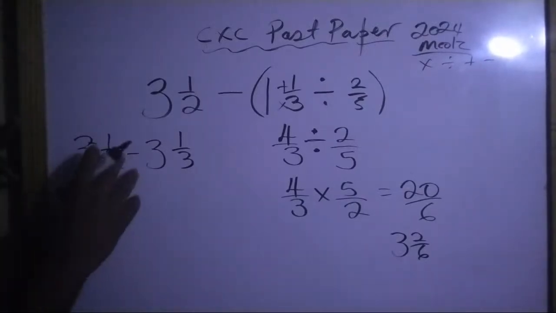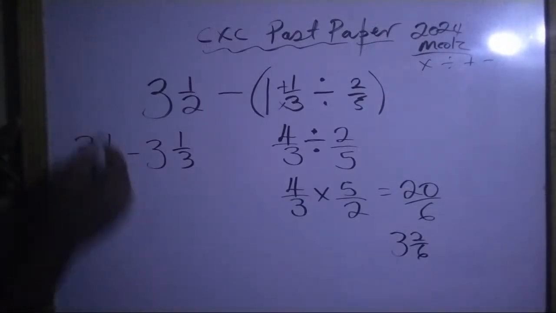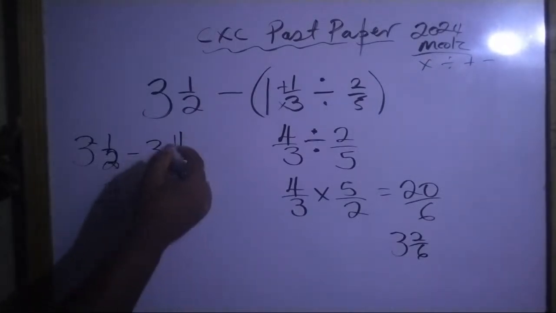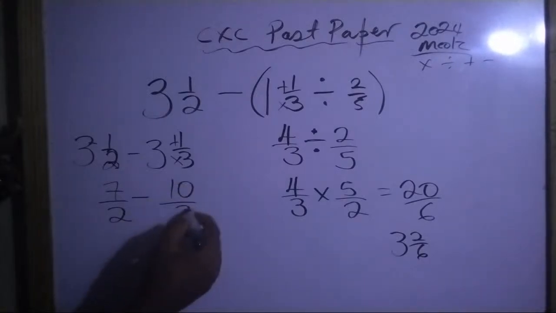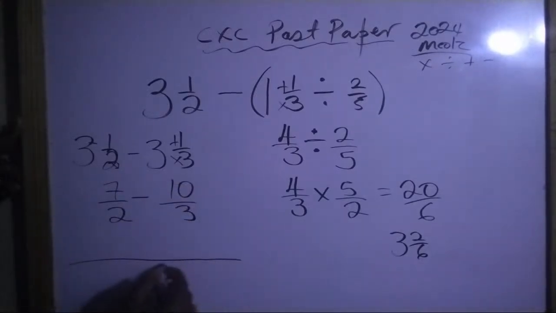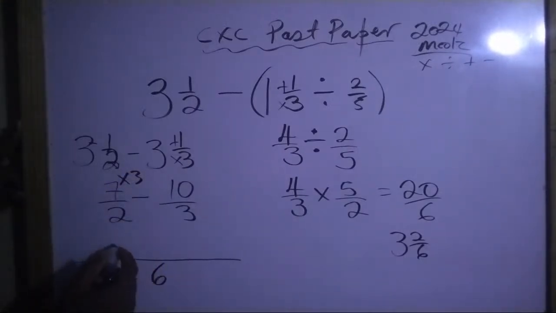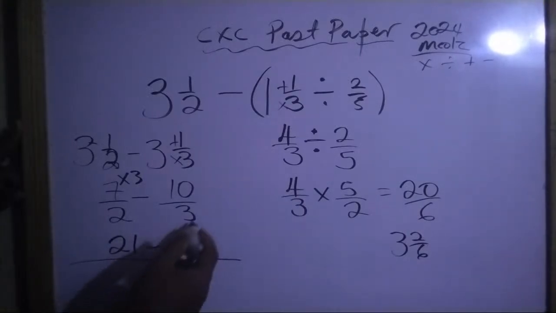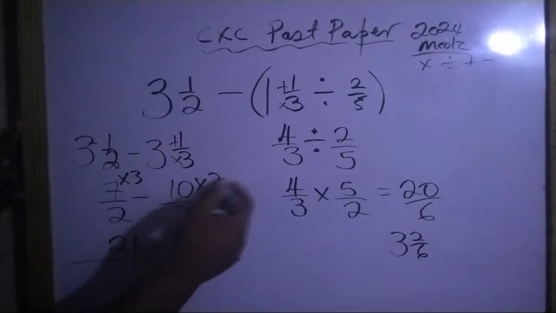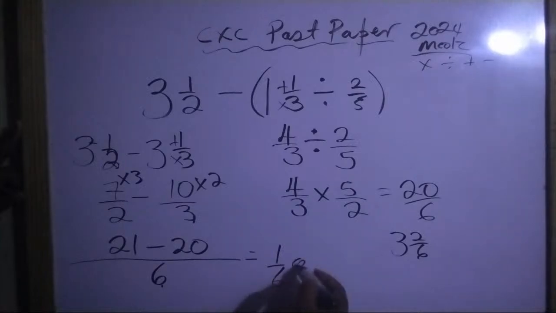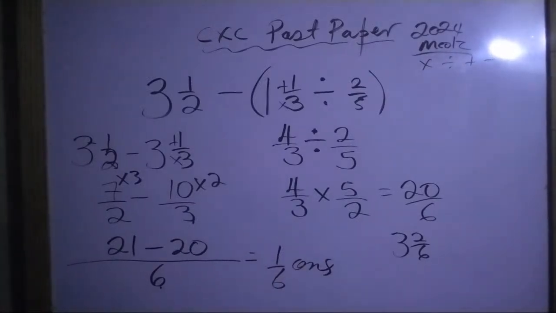Alright, so we can do the conversion. 3.5 is 7 over 2, minus 3 1/3, which is 3 times 3 is 9, plus 1, 10 over 3. Find the LCM, which is 6. How many groups of 2 can we get out of 6? That's 3 times. So 7 times 3, 21. And 3 into 6 goes 2 times. 10 times 2, 20. So guess what? Our answer would be 1 over 6. Typically, you would get 3 marks for this in CXC.